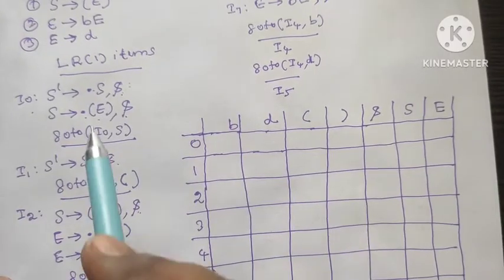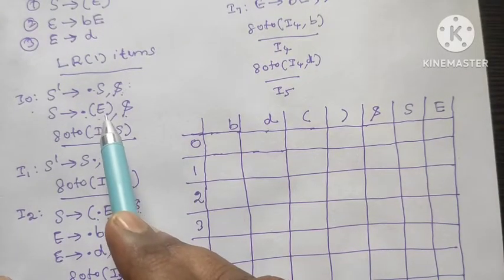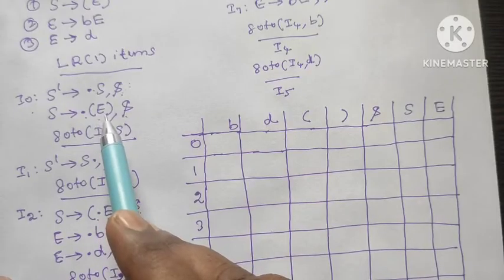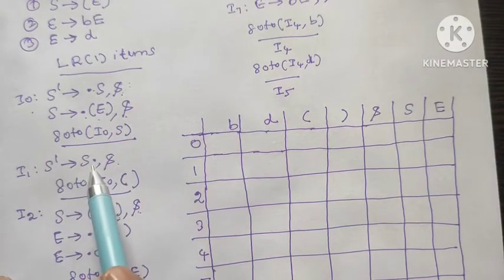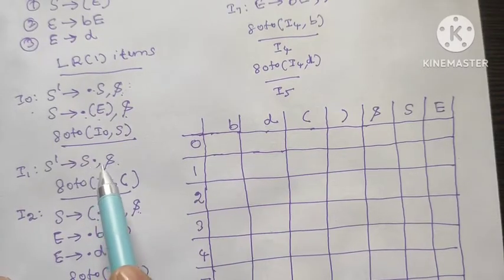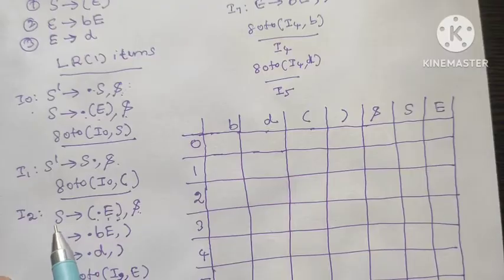So now we have processed all the elements in I0. Now we will come to I1. You see the dot is not before any terminal or non-terminal, so I skip it. Now come to I2. A dot is before E here, isn't it?